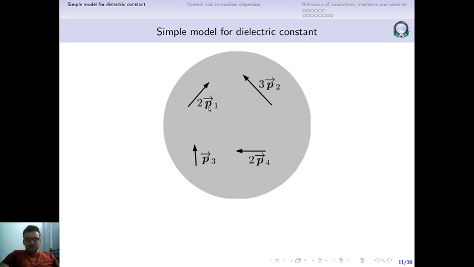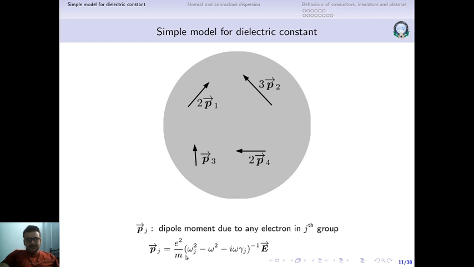So all you have to do is find out the dipole moment of a single electron in a particular group and then multiply it with the F value for that, the oscillator strength for that particular group. So Pj is the dipole moment due to any electron in the jth group, and Pj in this case we can just write it like this. That's the same equation as before. So we have (omega j squared minus omega squared minus i omega gamma j) to the power minus 1 times E. So that is going to be the dipole moment for any electron in the jth group.